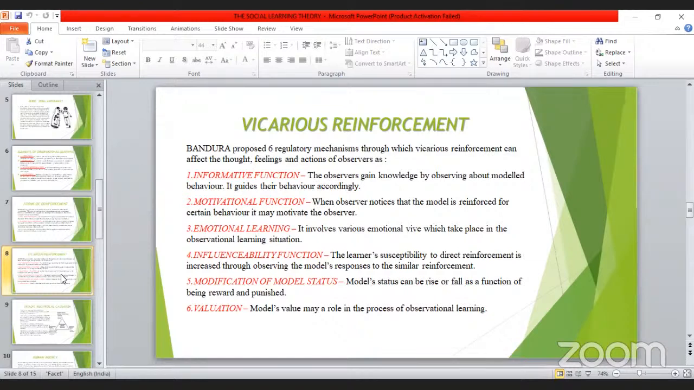Next is the influenceability function. The learner's susceptibility to direct reinforcement is increased through observing the model's response to a similar situation, the similar reinforcement. If the model is getting some rewarding condition after performing in a certain way, and some satisfaction is associated with all that, it influences me to behave in a particular way in my real life situation also.